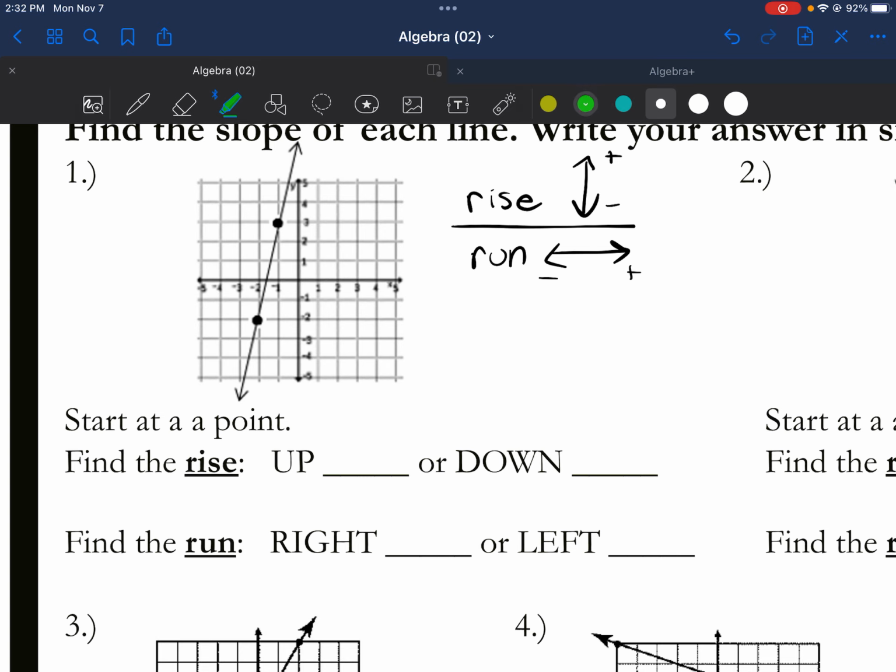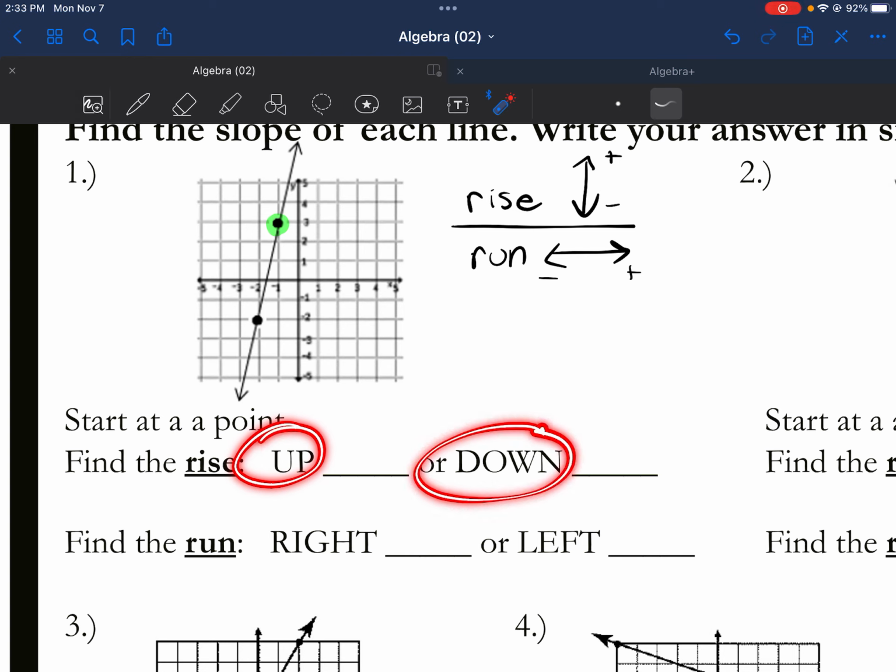So you're going to start at any of the points. You can start at this point, or you can start at this point. It could be different from the person sitting next to you. It's okay. You have 2 points to choose from. I want you to choose one of them. I'm going to choose the top one. You are going to rise. So that means you go up or down first to get to the next point. That's our goal. We want to get to this point.